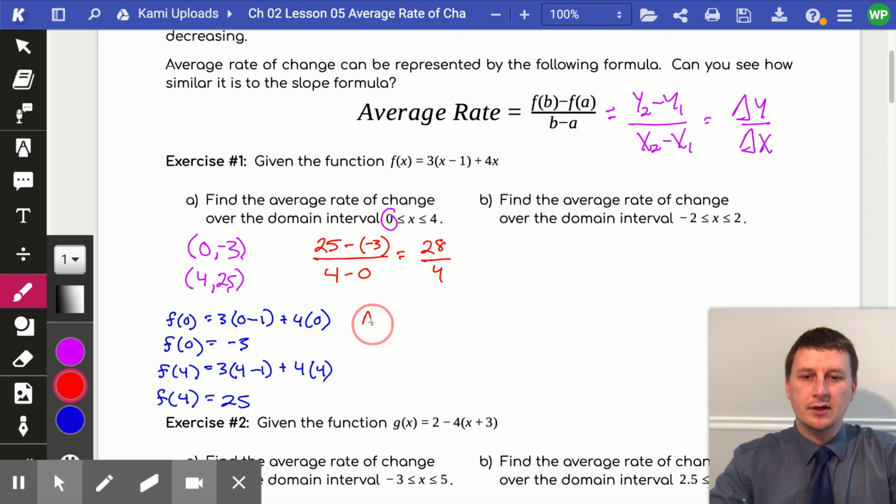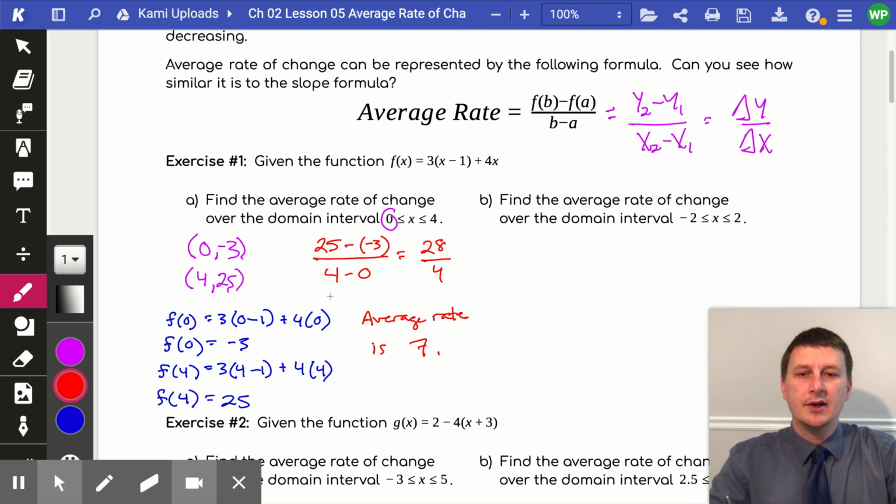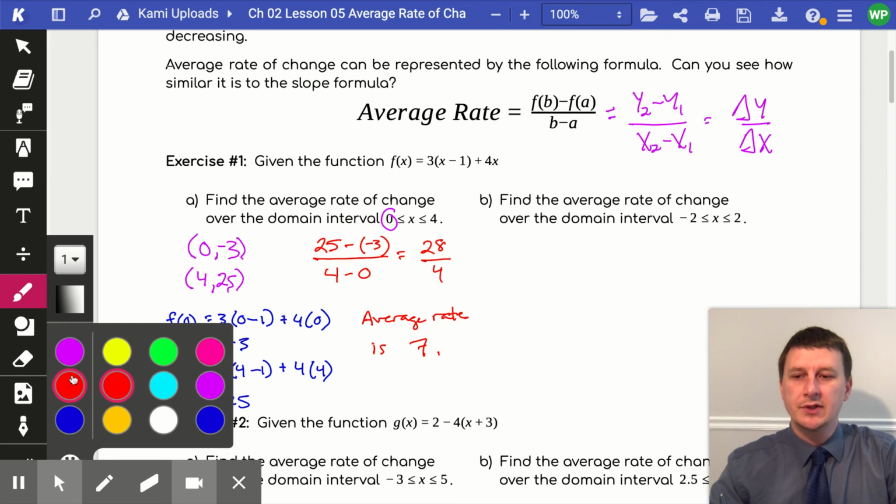And that means your average rate of change is 7, because 28 divided by 4 will give you 7 as an answer. So right here, the average rate of change over the domain interval from 0 to 4 is 7. We're going to do that same thing now from negative 2 to 2.